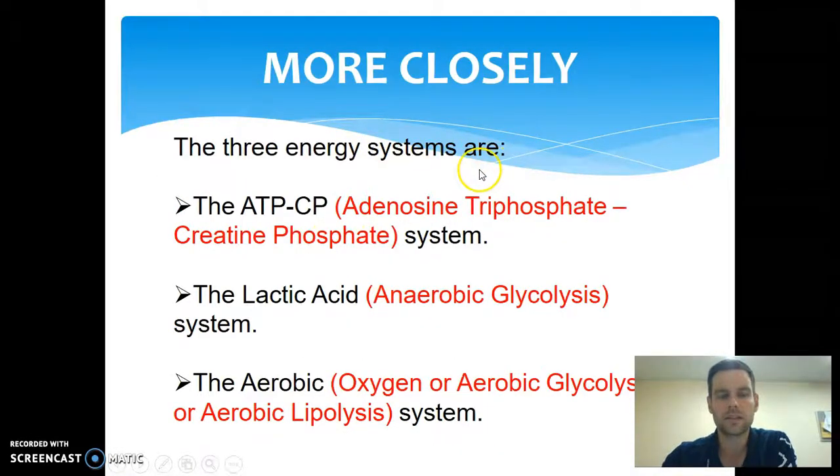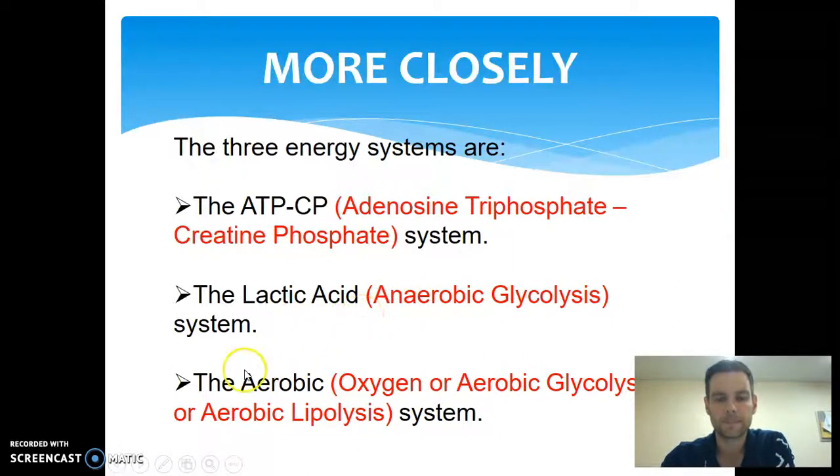More closely, we're looking at breaking down the 3 energy systems. There are 3 ways in which our body can provide us with energy. The first system we're going to look at is the ATP-CP, or the adenosine triphosphate creatine phosphate. You're going to see this referred to by a few different names. We're going to cover that in a minute. The second energy system is the lactic acid system, also known as the anaerobic glycolysis system.